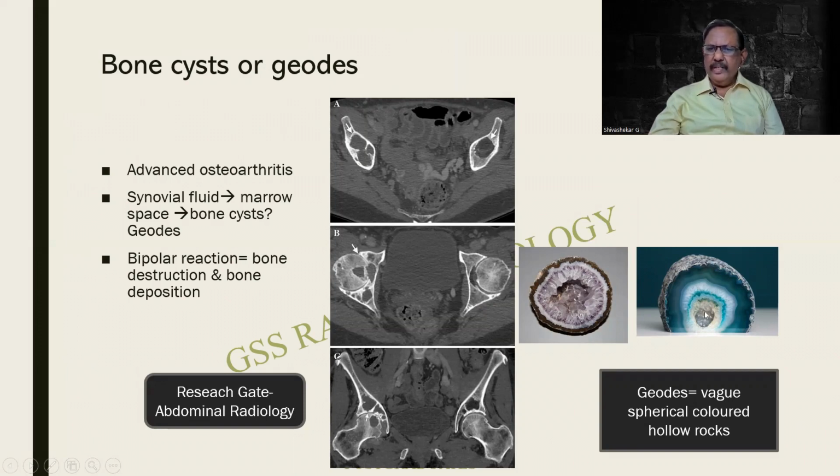So I am finding a cystic space. And look at the color changes. A spectrum of colors has been given. So these are called geodes, and these are the bone cysts. These are in the pelvic bones that have been found in a case of advanced osteoarthritis. Thanks to ResearchGate, abdominal radiology.